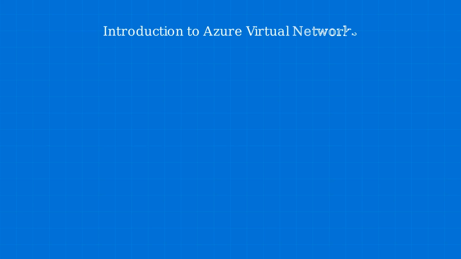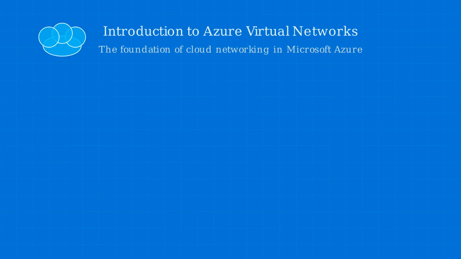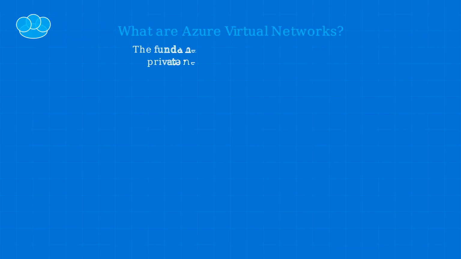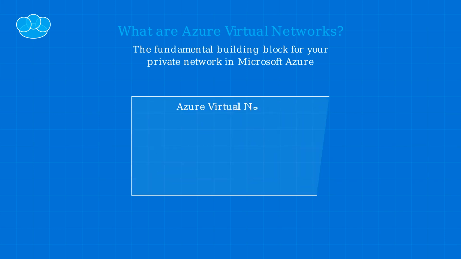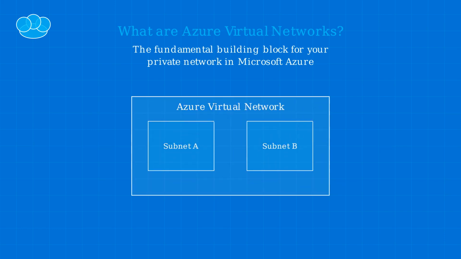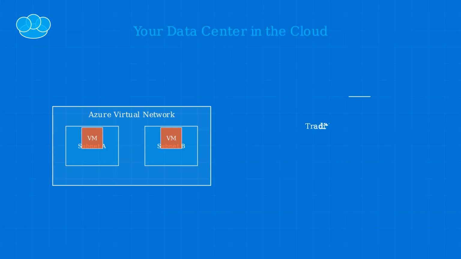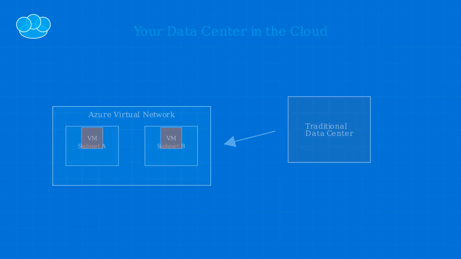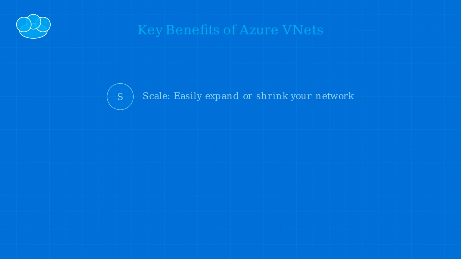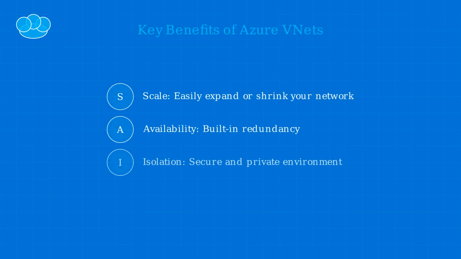Welcome to our video on Azure Virtual Networks. Azure Virtual Networks, or VNets, are the fundamental building blocks for your private network in Microsoft Azure. Think of a VNet as your own data center network, but with the benefits of the cloud. Azure VNets offer three key benefits: scale, allowing you to easily expand or shrink your network; availability with built-in redundancy; and isolation, providing a secure and private environment.